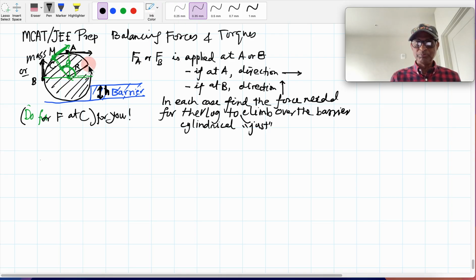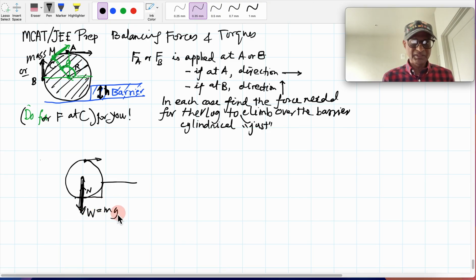So let's do the first one, just A. We have this log, and we have a force this way. If you're not pushing hard enough, then the log stays. You have a normal force from here, and gravity is straight down. That will be gravity down here, mg. I like to use W because it is one letter and these are two letters, so as long as you can remember what's what.